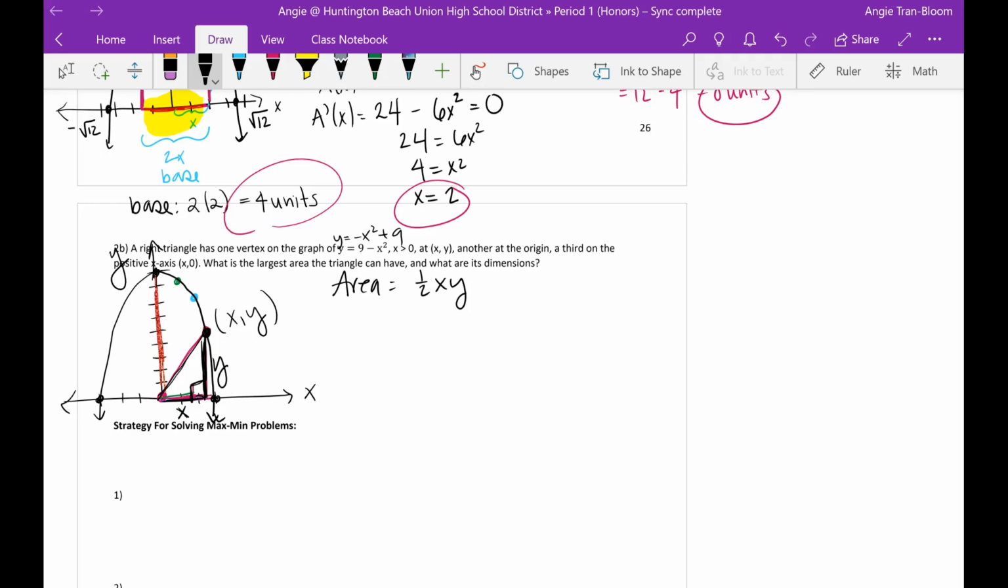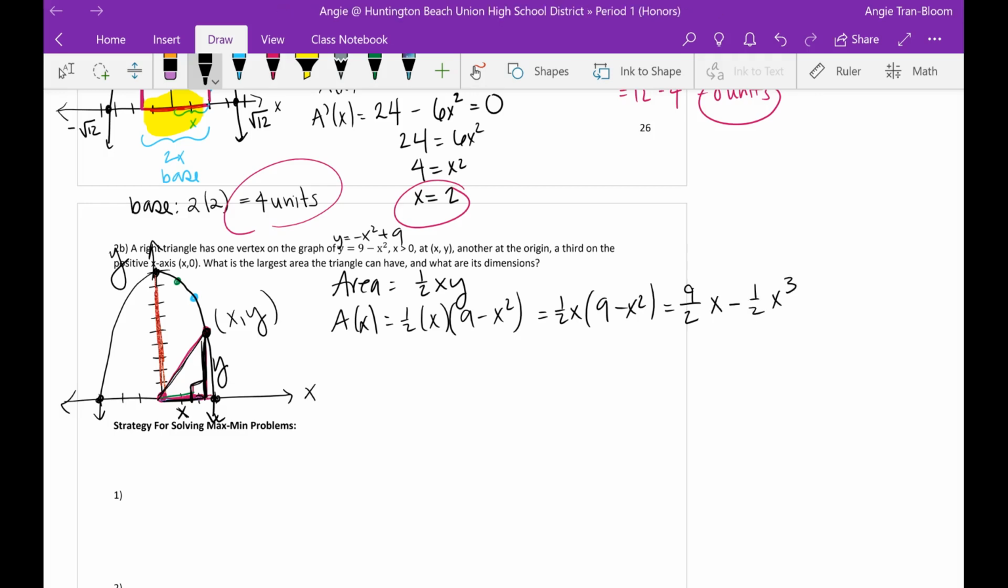Well, guess what? I know exactly what the height is, right? Height is y equals 9 minus x squared. So it's 1/2 times x times 9 minus x squared. Let's make this pretty. That's going to be 1/2 x times 9 minus x squared. You can do the product rule, or you can just distribute, which I'm going to do. 9 over 2x minus 1/2 x to the third.